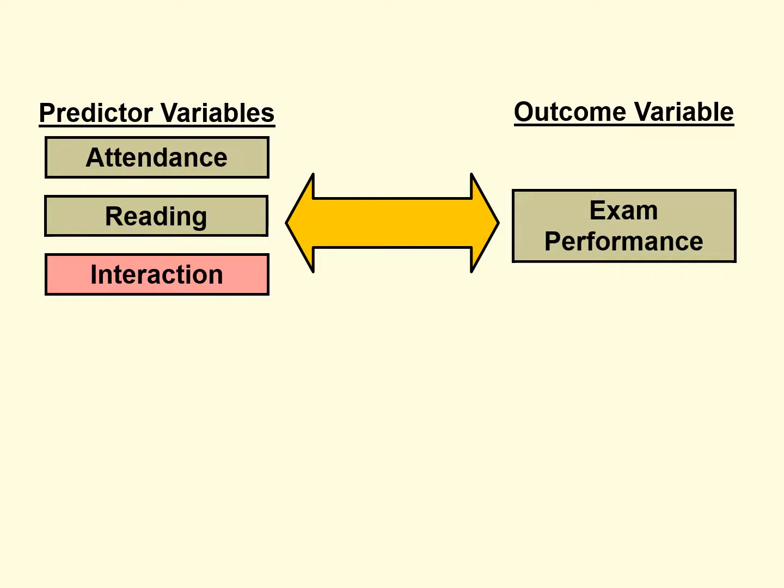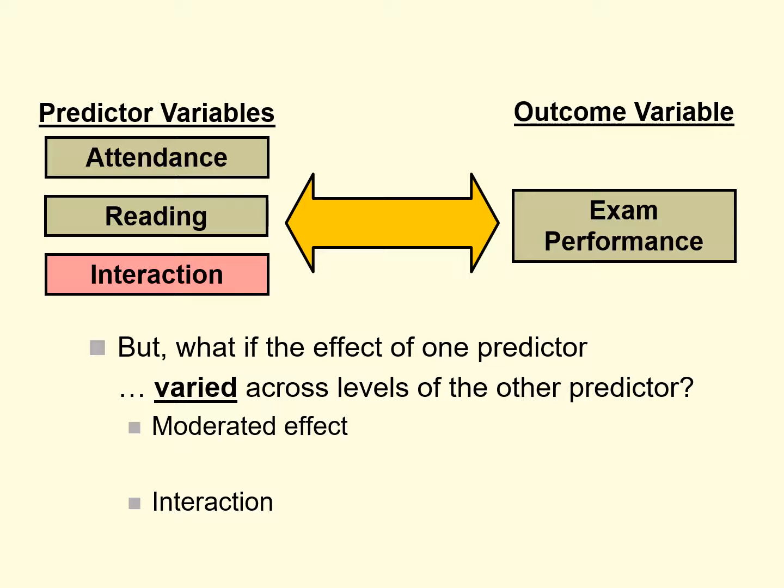Now you may be thinking, what if that slope doesn't remain constant? What if it matters? What if the effect of reading counts a lot more if you're also attending class a lot, and counts a lot less if you're skipping a bunch of classes, or maybe vice versa? What if the effect of one predictor variable varied or changed across levels of the other predictor variable? If this happens, then we have a moderated effect or an interaction.